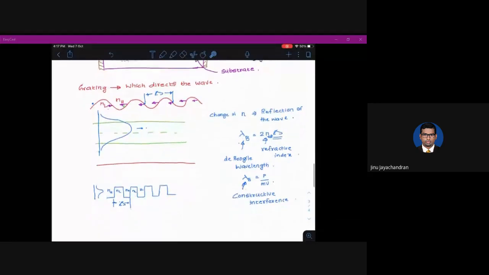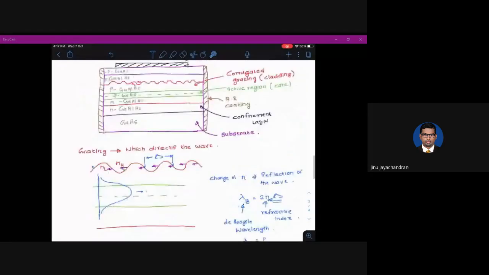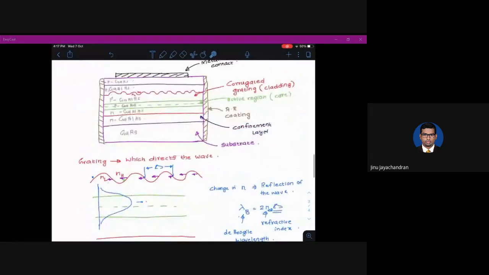So this is basically what is called a distributed feedback laser. Distributed feedback, why? Because the feedback is given by the reflections and it is distributed along the corrugated grating, all along the semiconductor.